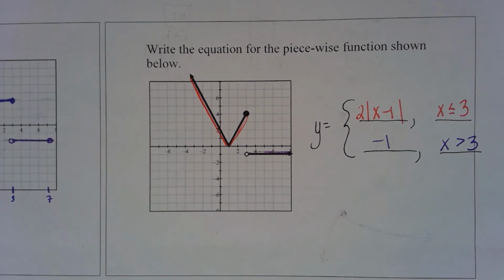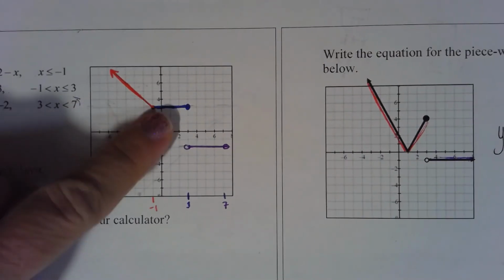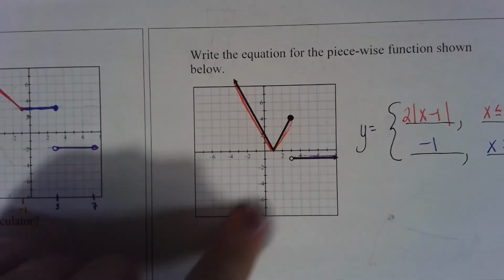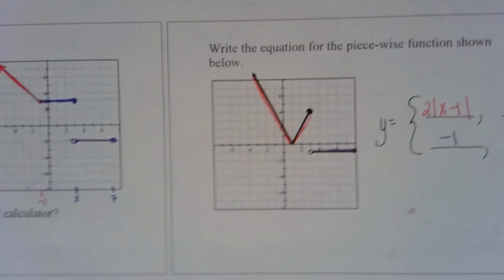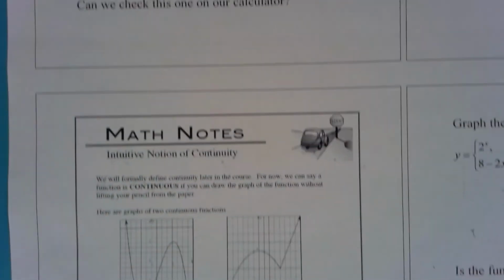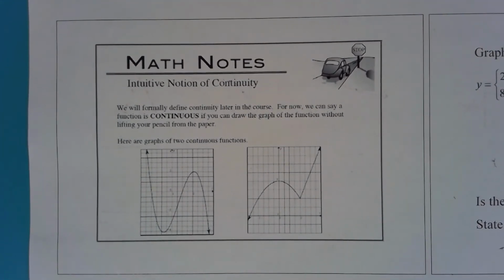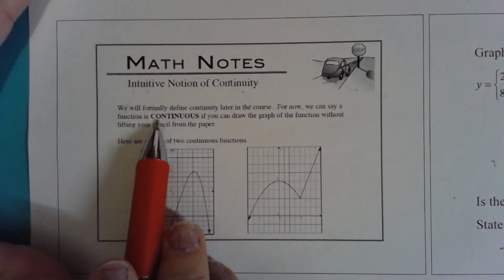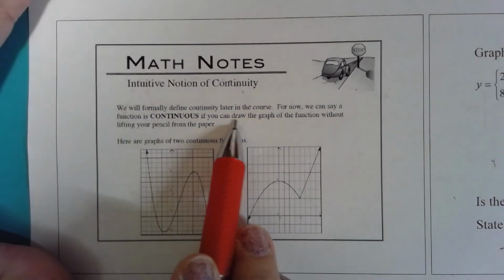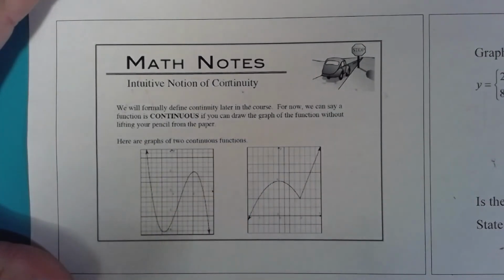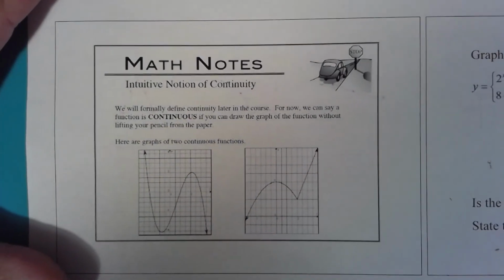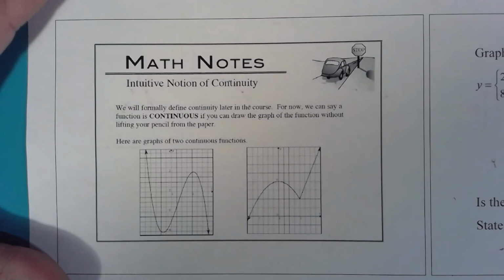So what you've seen with some of our piecewise functions that we've done today is like back here we said some of the pieces connect, some of them do not, right? These 2 pieces did not connect. Well, as we start looking at graphs that don't connect, we start talking about this idea of continuity. So it says we will formally define continuity later in the course. For now, we can say a function is continuous if you can draw the graph without lifting your pencil from the paper. So it says here are graphs of 2 continuous functions.